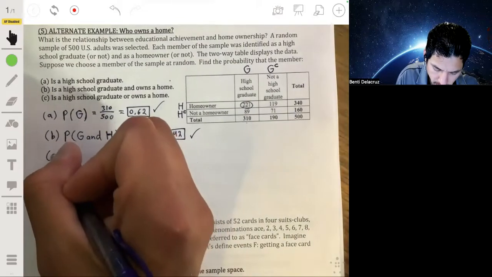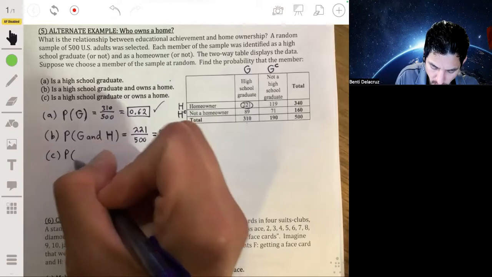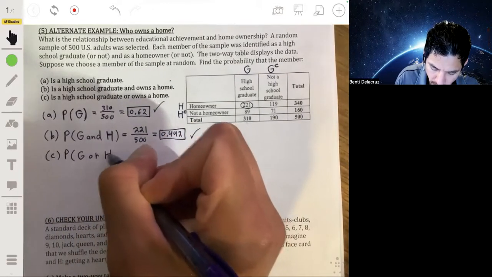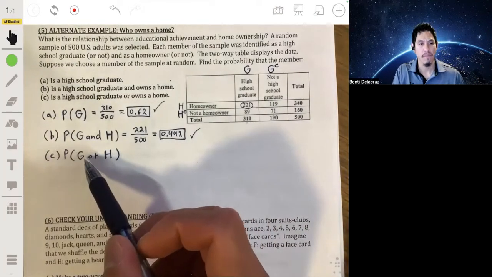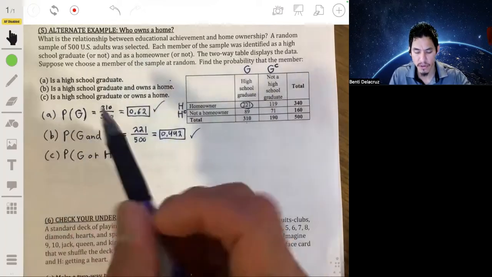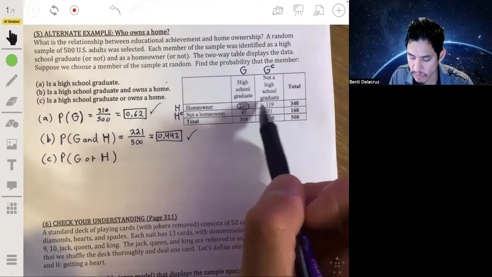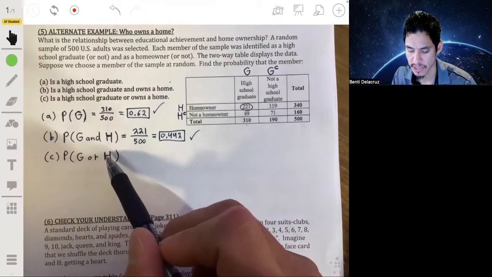All right, C. Is a high school graduate now or owns a home? Okay, now we got some clever language we got to be careful of. So probability of G or H. So it doesn't have to be both of them. It could be one or the other. So we have to look at the numbers in the table that satisfy either G or H.